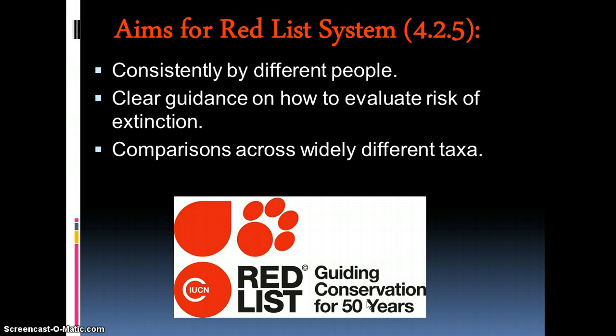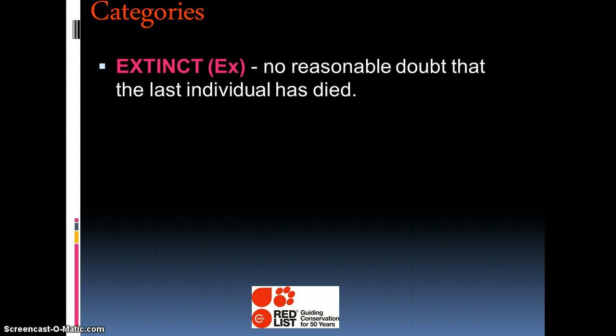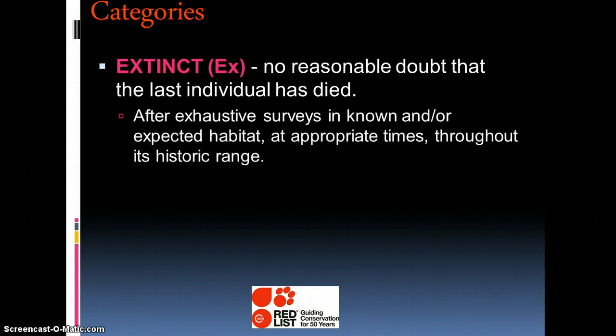So let's talk about those different categories really quick. Our first category is one we're pretty familiar about, and we hope things don't become it: extinct. There's no reasonable doubt that the last individual has died. This only gets categorized after exhaustive surveys, and they've really checked many times throughout history and carefully during the right season and so forth that there's no organisms left. There's only been a few cases where they've done this improperly, so once something's labeled as extinct, they're really, really sure for the most part.